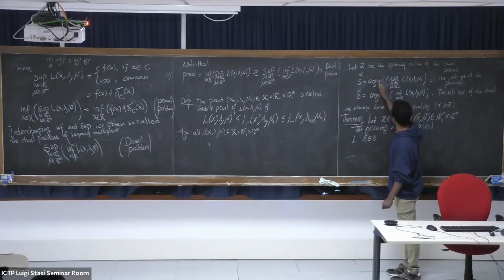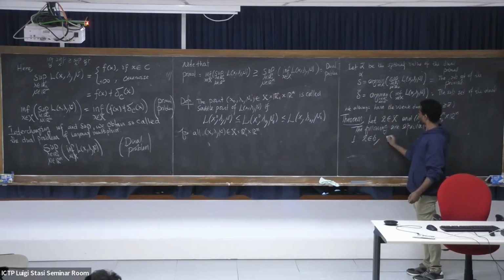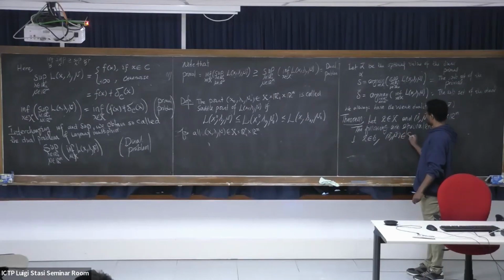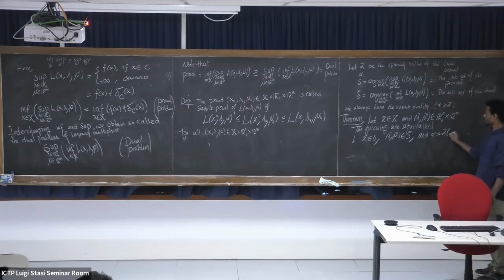This is the minimum, it's mean in R, in Rm. Okay. Alpha is an element of the solution. X bar is an element of the solution. Lambda bar, mu bar is an element of the dual solution. And the solution of the primal problem is equal to the solution of the dual problem, zero duality gap.